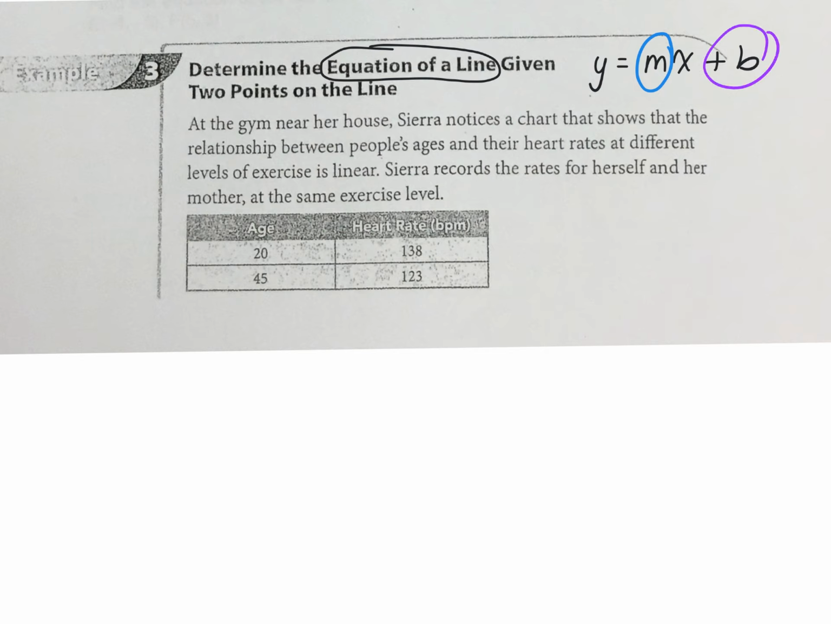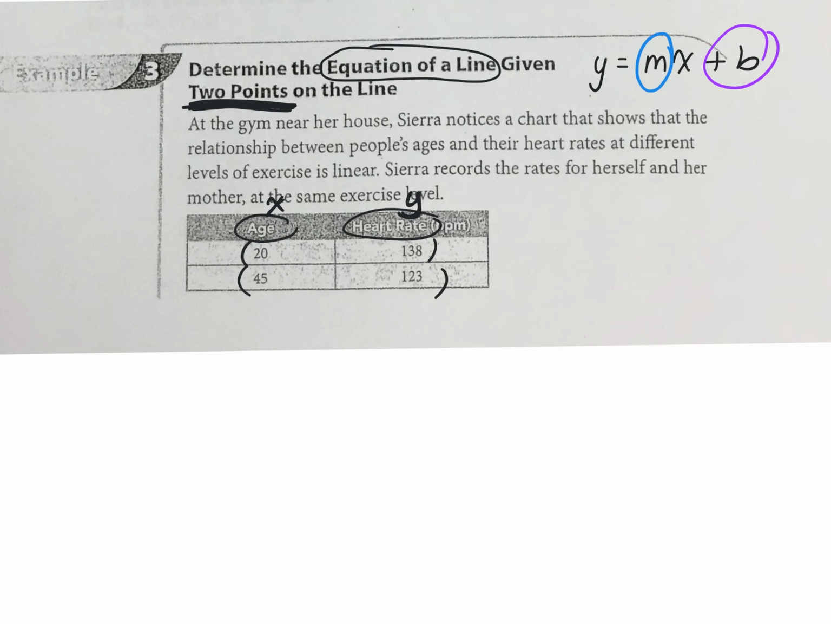Okay, so let's read this example. We're given some information in the table. We're looking at a relationship between age and heart rate. So this would be my x and this would be my y. Remember from grade 9, if you're given the table, x is our independent variable and y is our dependent variable, which means we're actually given two coordinates. What are the two coordinates we're given? We're given 2 points on the line.